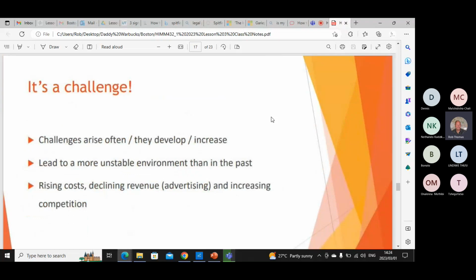Challenges arise often, and they develop or increase, which leads to a more unstable environment than in the past: rising costs, declining revenue because of advertising, and increasing competition. Okay, so there we go.